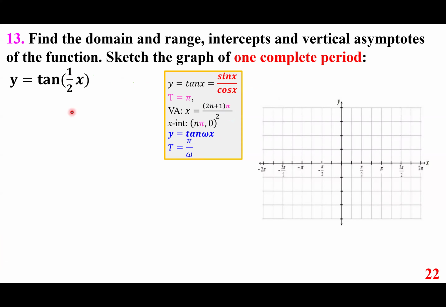By the way, they don't have amplitude. Remember, that refers to the max and min as far as sinusoidal functions are concerned, but the rest of them don't. By the rest of the functions, I mean tangent, cotangent, secant, and cosecant. So this pi divided by this number, and again, either we write omega or b depending upon how we wrote that. So divide by 1/2 and you get 2 pi.